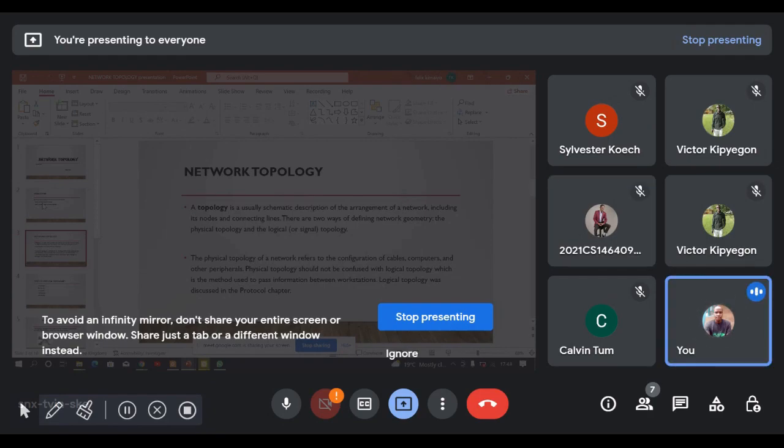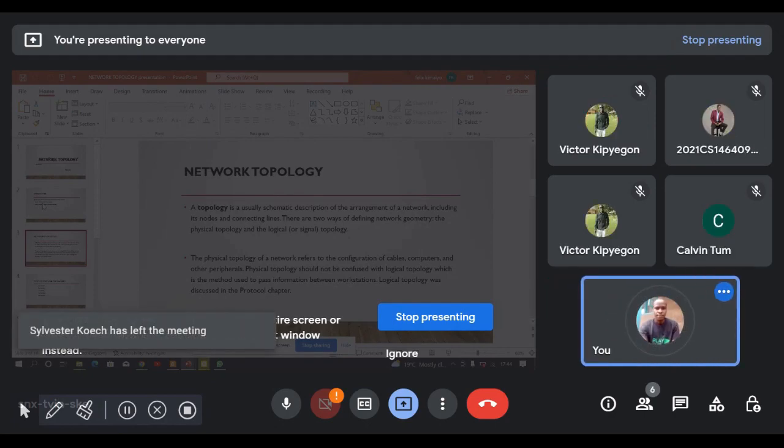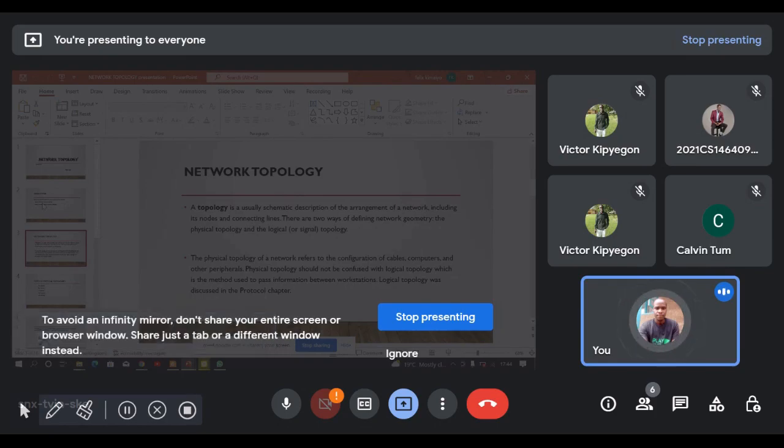Yes. Topology is the arrangement of a network in a systematic description, and it includes the nodes and the connecting lines. We have two ways in which you can define the network topology, that is physical and logical. When we say physical, it means what we can touch or see. That is, the physical topology of a network refers to the configuration of cables, computers, and other peripherals.